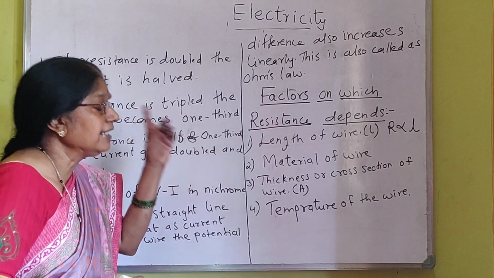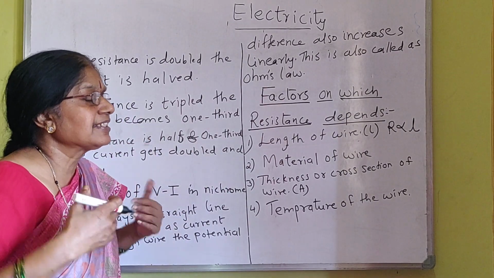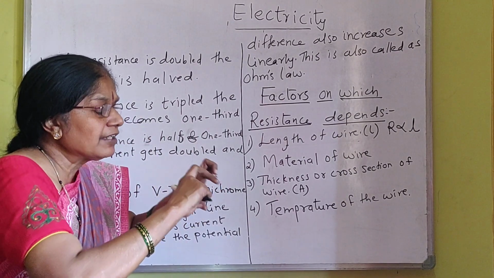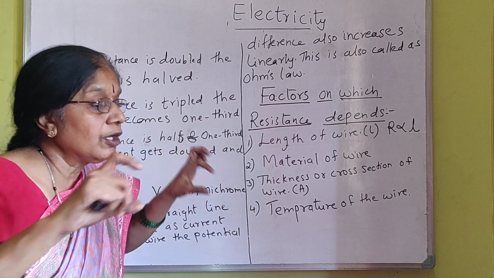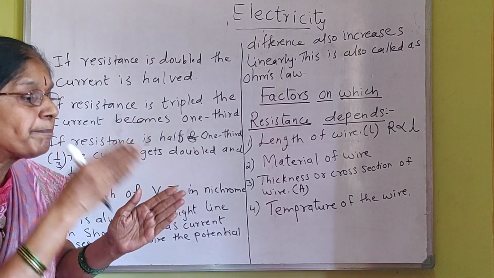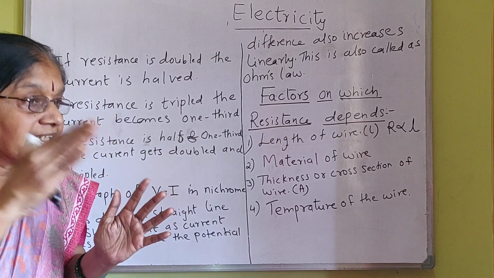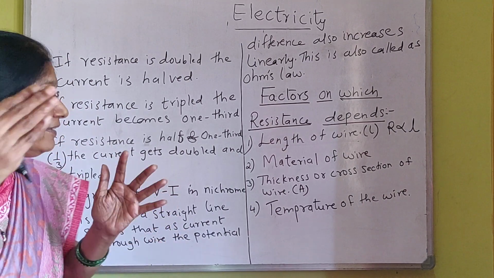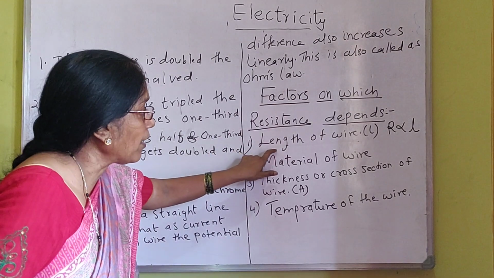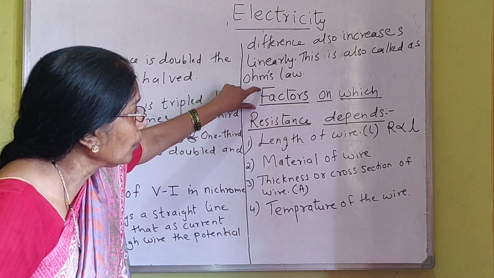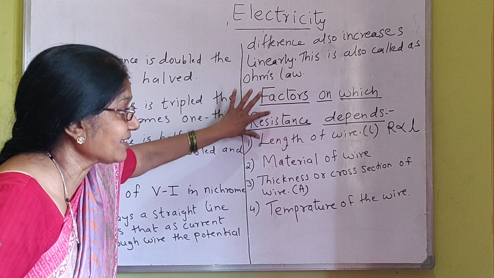Why does the resistance increase when the length of the wire increases? Because as the wire becomes longer and longer, the obstruction also increases. If obstruction becomes more, the resistance also becomes more. That is why the length of the wire plays an important role in forming the resistance.